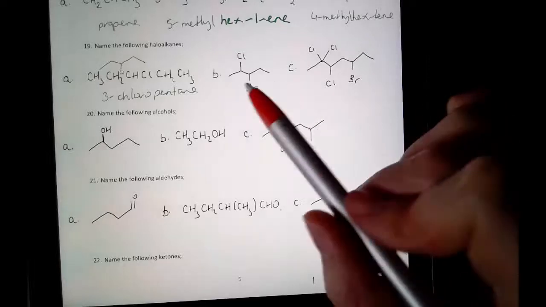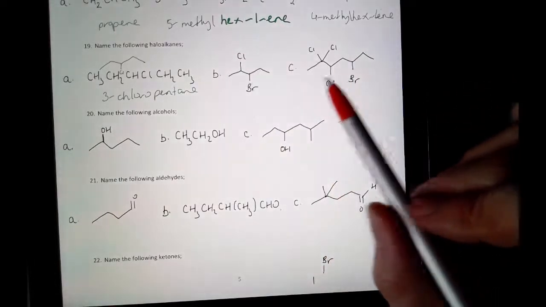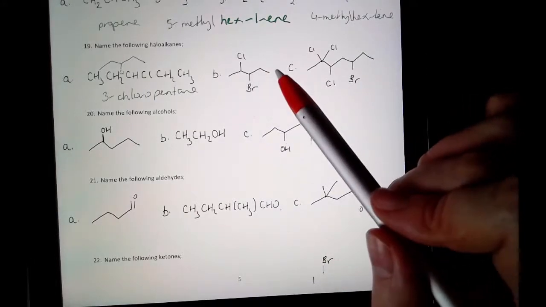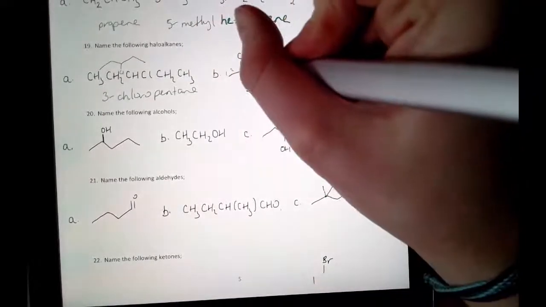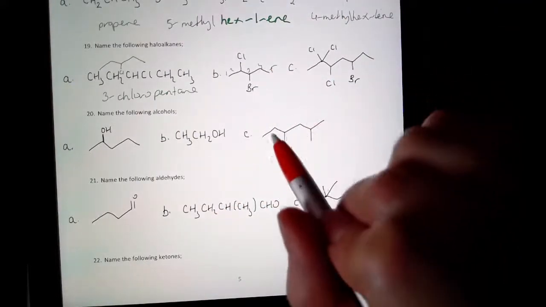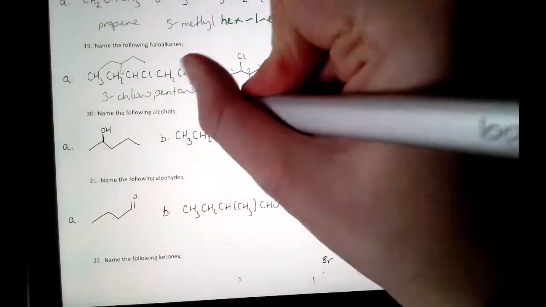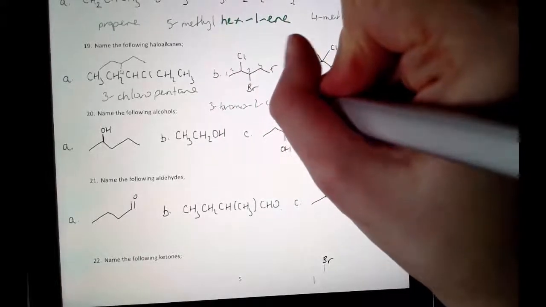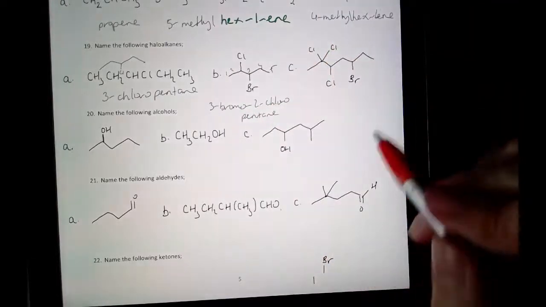The next one, again, if I number my chain, 1, 2, 3, 4, 5. Okay, can't make it any longer than 5. If I go from left to right, my substituents are on carbons 2 and 3. If I go right to left, my substituents are on 3 and 4. So I'm going to go left to right and go 1, 2, 3, 4, 5. I've got chlorine on 2, I've got bromine on 3, but B comes before C in the alphabet. So when I'm naming this, I'm doing it alphabetically. And I'm going to go 3-bromo, 2-chloro, and because you've got 5 carbons in a row, pentane. 3-bromo-2-chloropentane.